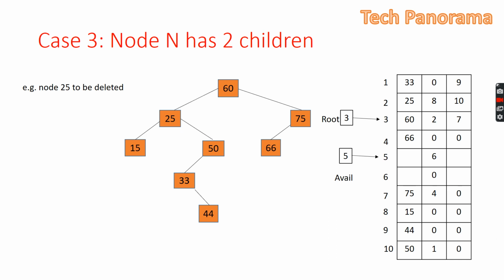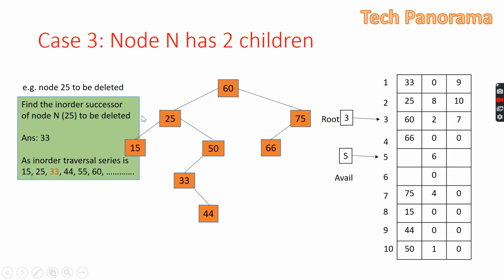Now we are taking the third case. Case three has two children. Like here, 60 has two children, 25 has two children, and all the rest have one or zero children. So here I am taking the example of 25 that we are going to delete. So when we delete the 25 from our list, we have to replace the place of 25.